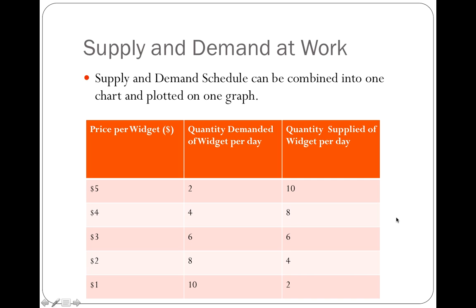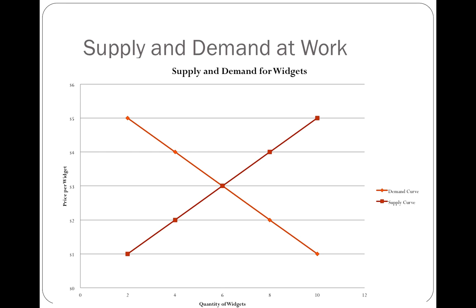We can convert this schedule, or table, into two supply and demand curves. They sit on the same graph. Remember that price is on the left, which is our y-axis, vertical, and on the horizontal on the bottom we have quantity. P's and Q's, they never change.